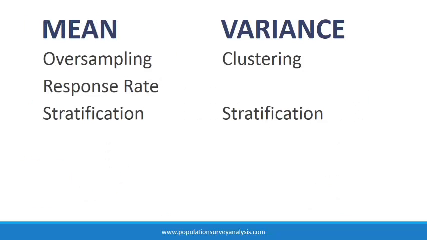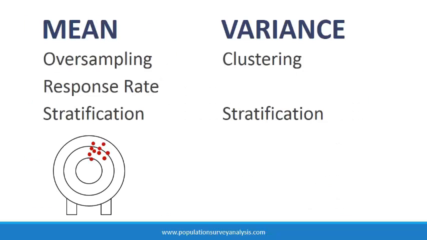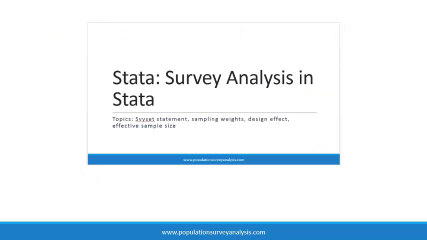Together, these design characteristics bias the mean estimates and introduce variance, which is why we have to account for complex sample design when performing survey data analysis. This video will review each of the sample design characteristics and their impacts on the mean and variance estimators. Learn how to account for complex sample design characteristics in the video called Survey Analysis and Stata.